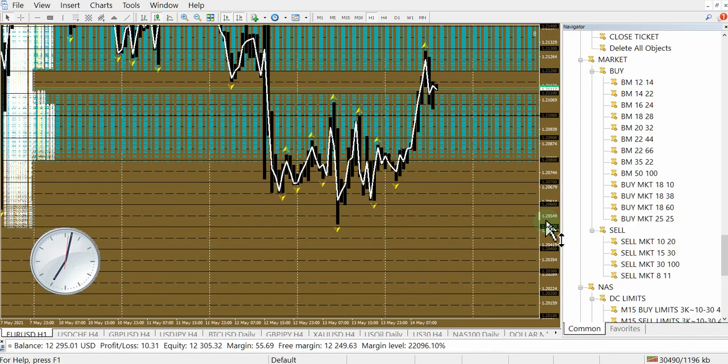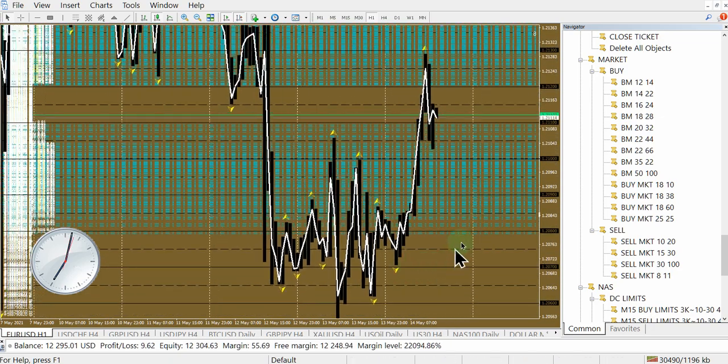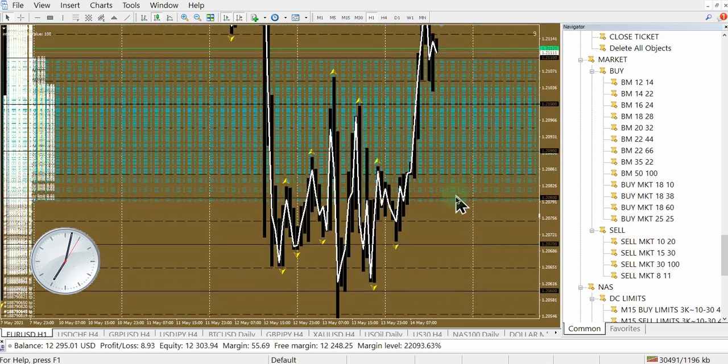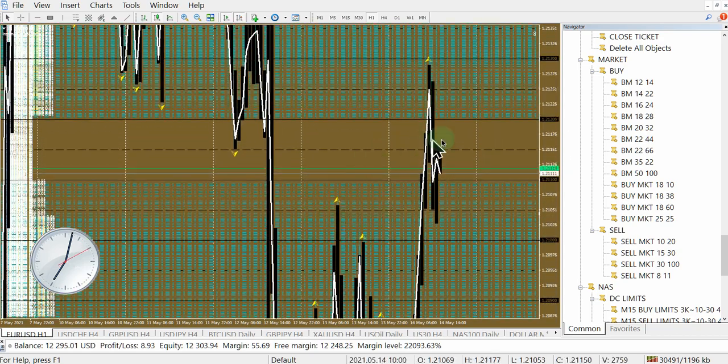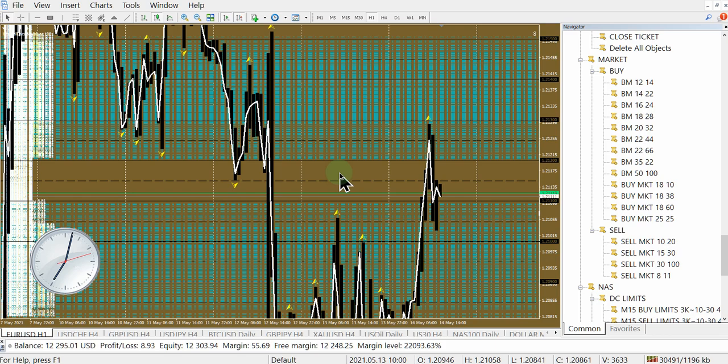People want some kind of utopia. Well, can I get a zero? No, even if you had zero spread and zero commissions, it doesn't mean you're not going to lose money trading. You could give somebody millions of dollars and they still lose.